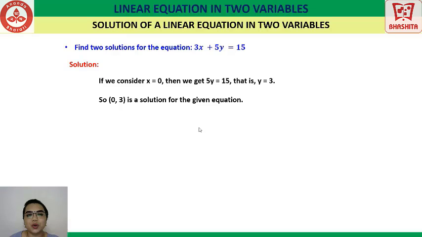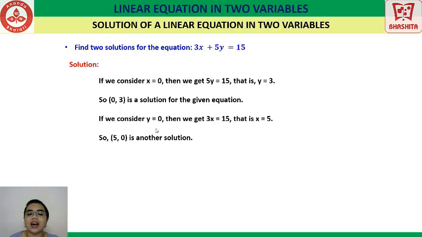So now let us substitute y is equal to 0. If we consider y equal to 0, what happens? 3x is equal to 15, which gives us x is equal to 5. So 5 comma 0. When you are writing it, write it carefully, x comma y. So now 5 comma 0 is another solution for the given equation.